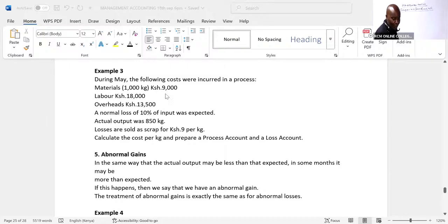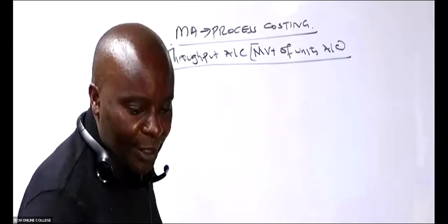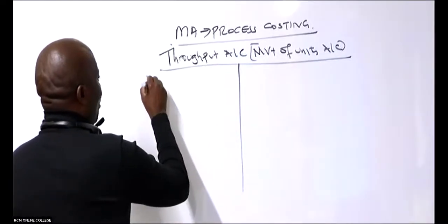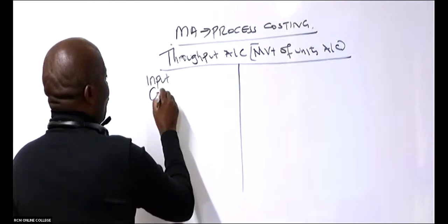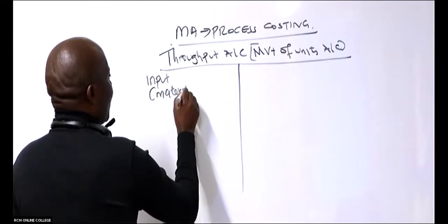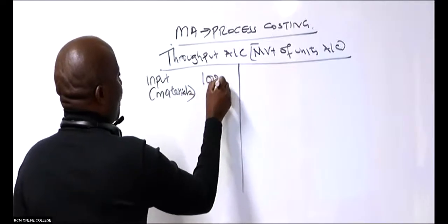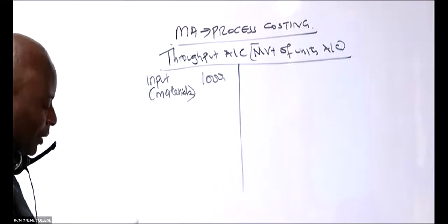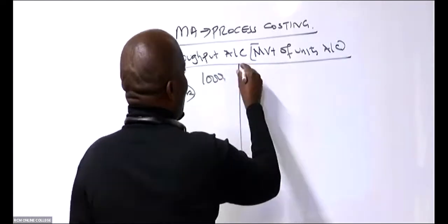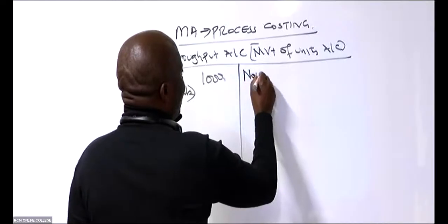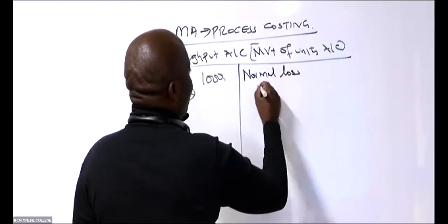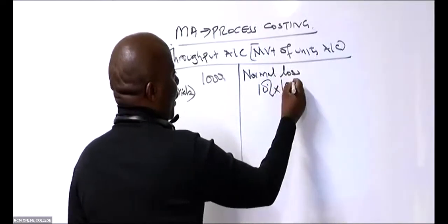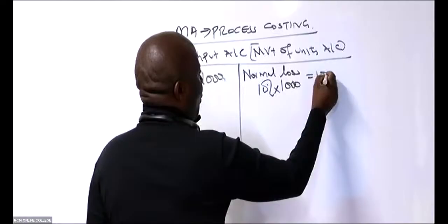And this is how it shall look. It's just a normal T account. So we have input in the form of materials, 1,000 kilograms being put in. And then, ladies and gentlemen, we have our normal loss. So what is our normal loss percentage? Normal loss, they have told us, is 10% of the input. 10% of 1,000 gives us 100.